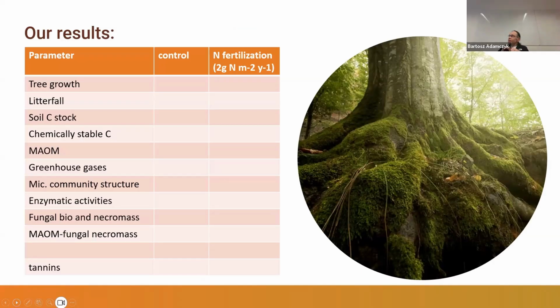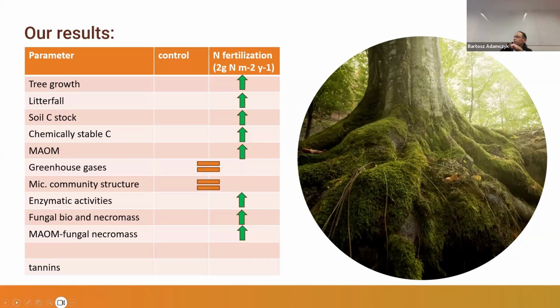So to summarize, let's say, our results. You have from the left the parameters which we've studied, in the middle the effect on control, and on the right the effect on nitrogen fertilization plots. As you can see, all of these things were higher. I mean, tree growth, litter fall, soil organic carbon stock, stable carbon, mineral associated organic matter, enzymatic activities, bio and necromasses.